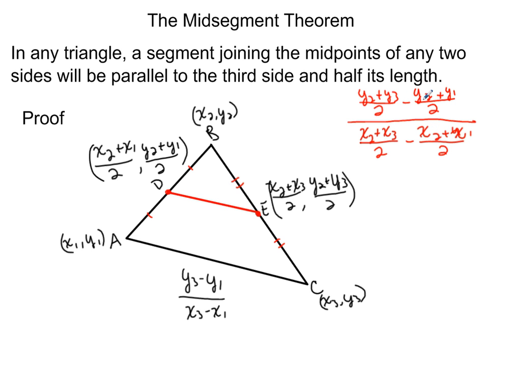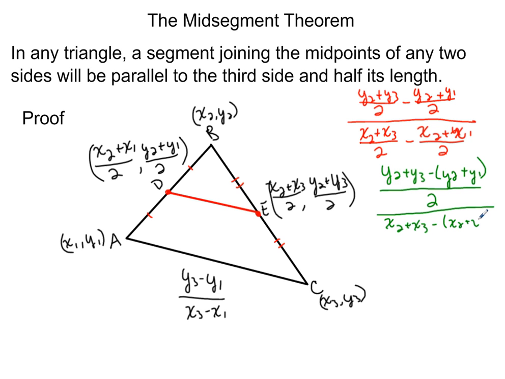That's easier than it sounds because we have common denominators in the numerator and denominator already. So right here we can just combine the top part to y2 plus y3 minus y2 plus y1 over 2. And then in the denominator, same thing with the x's: x2 plus x3 minus x2 plus x1 all over 2. Now, when you subtract like this, you can distribute that negative in and change all the signs. So that's what I want to do.